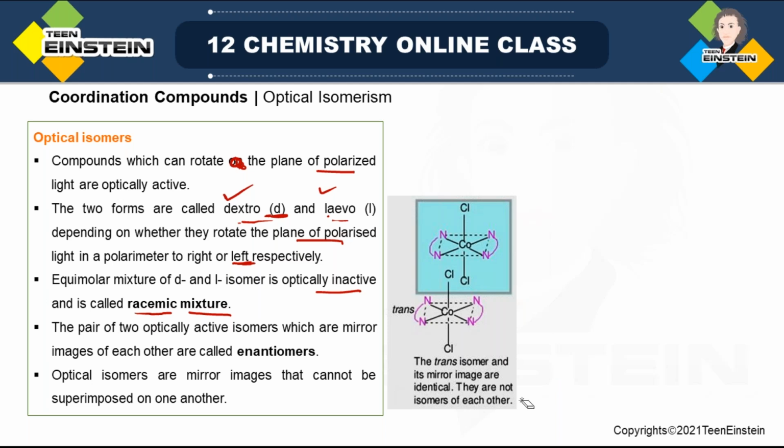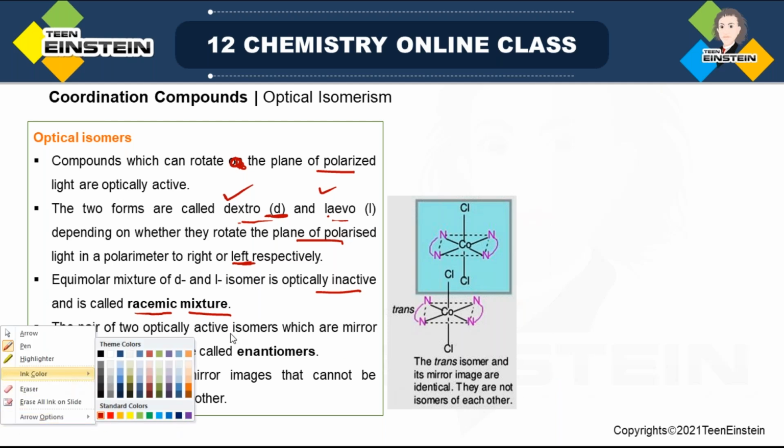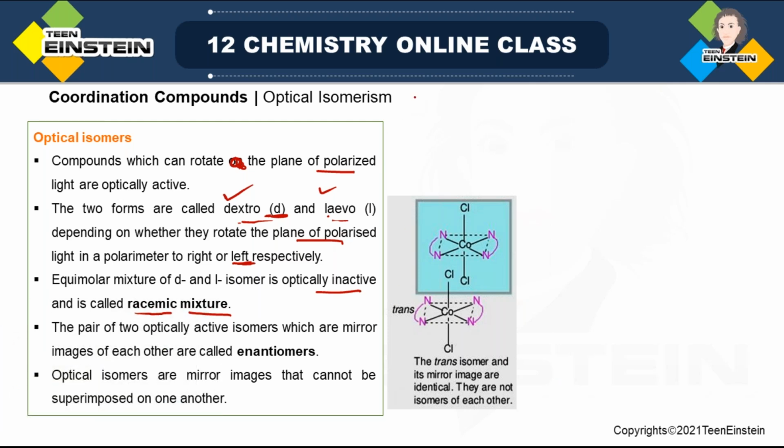Now if we take an actual example, here we have taken one coordination compound. What compound have we taken? Cobalt en2Cl2. So we have taken this coordination compound. Now when the two Cl are 180° to each other, that means it is trans. Fine. So for the trans isomer, if you look at its mirror image, they are actually the same. So we cannot call them enantiomers of each other.